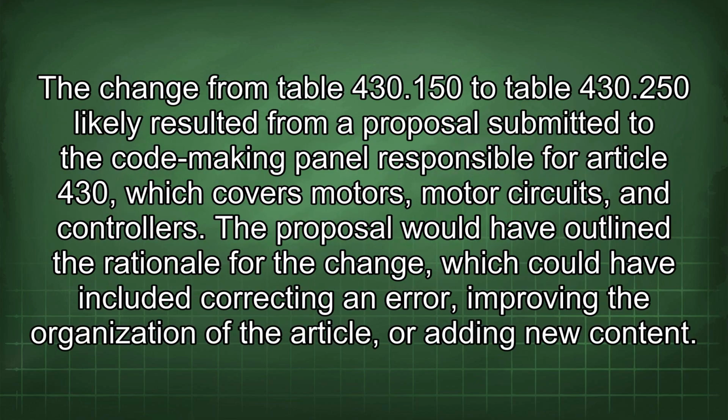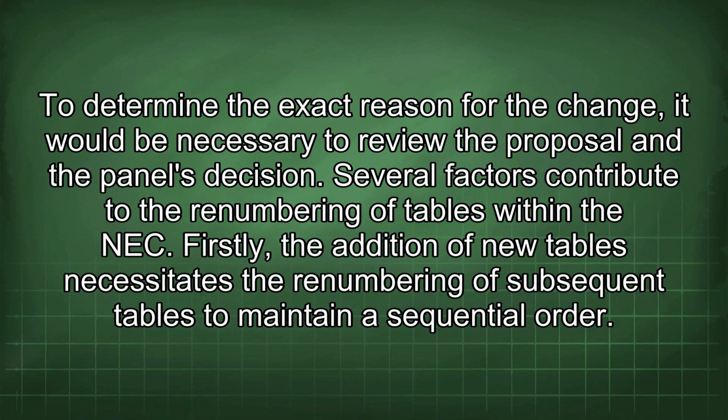The change from Table 430.150 to Table 430.250 likely resulted from a proposal submitted to the code-making panel responsible for Article 430, which covers motors, motor circuits, and controllers. The proposal would have outlined the rationale for the change, which could have included correcting an error, improving the organization of the article, or adding new content. To determine the exact reason for the change, it would be necessary to review the proposal and the panel's decision.